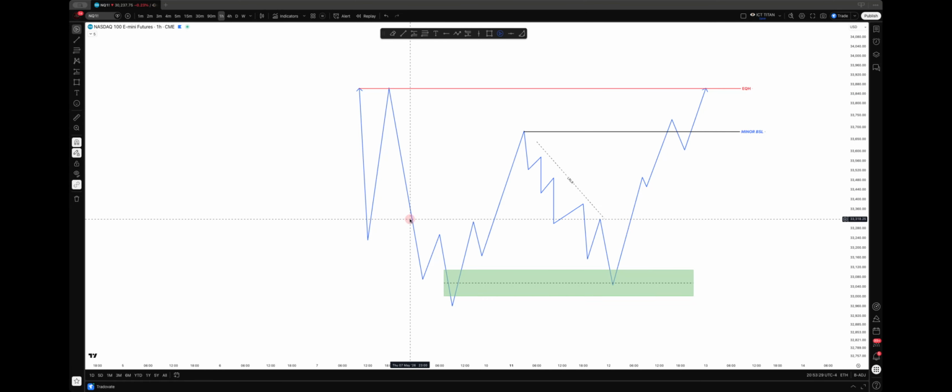Price went below, took this low. It's not a pattern, I'm just going through the narrative. This is how I build a narrative. So equal highs up there, came down, took this low. Okay, now what happened? It tried to go above but broke down, went above, down, up.